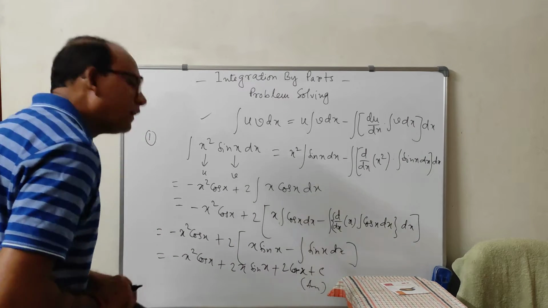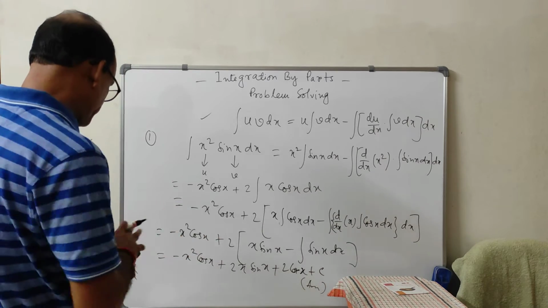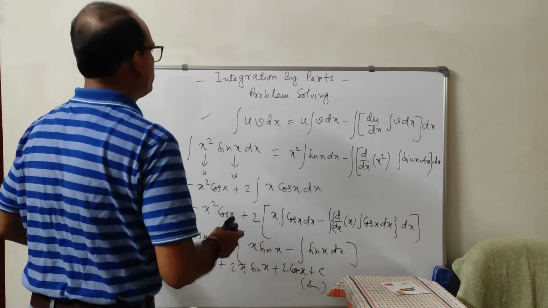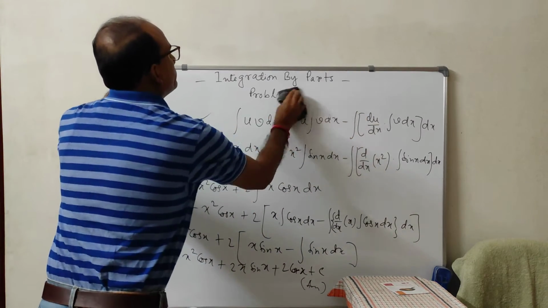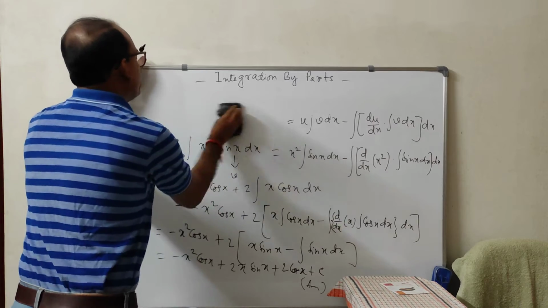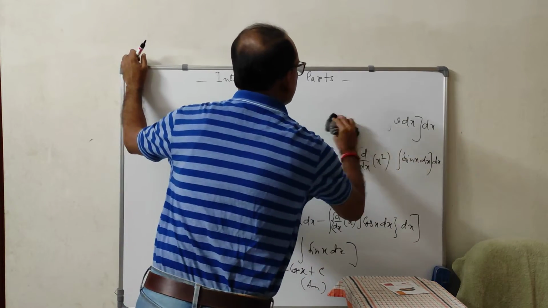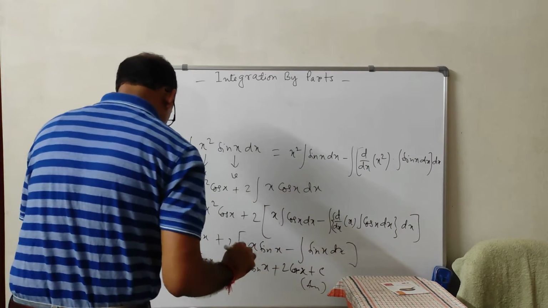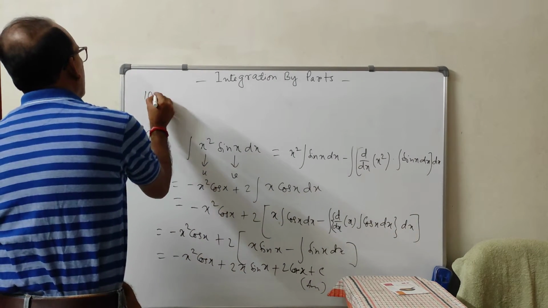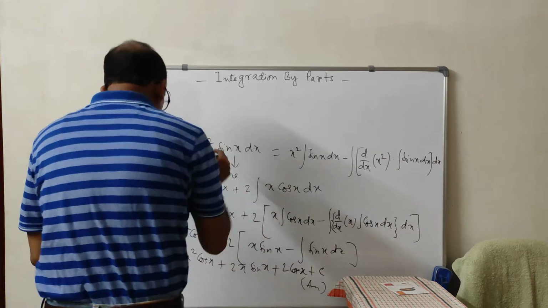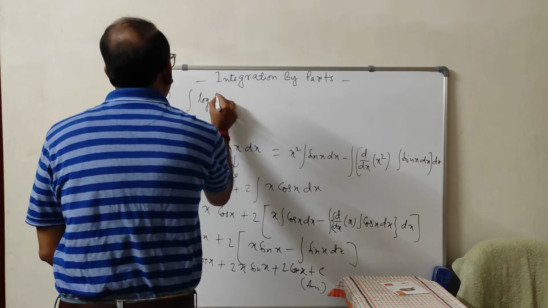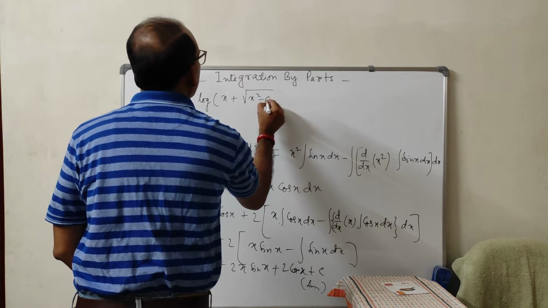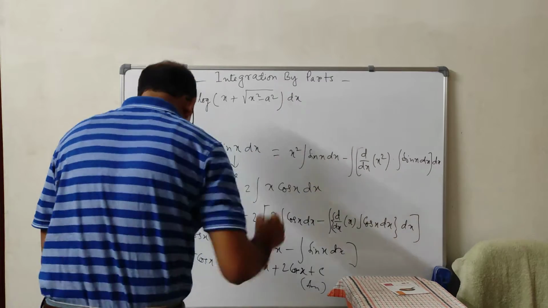Now I take another problem from the integration by parts chapter. Problem number 10, subpart 1: integration log of x plus root over of x square minus a square dx.